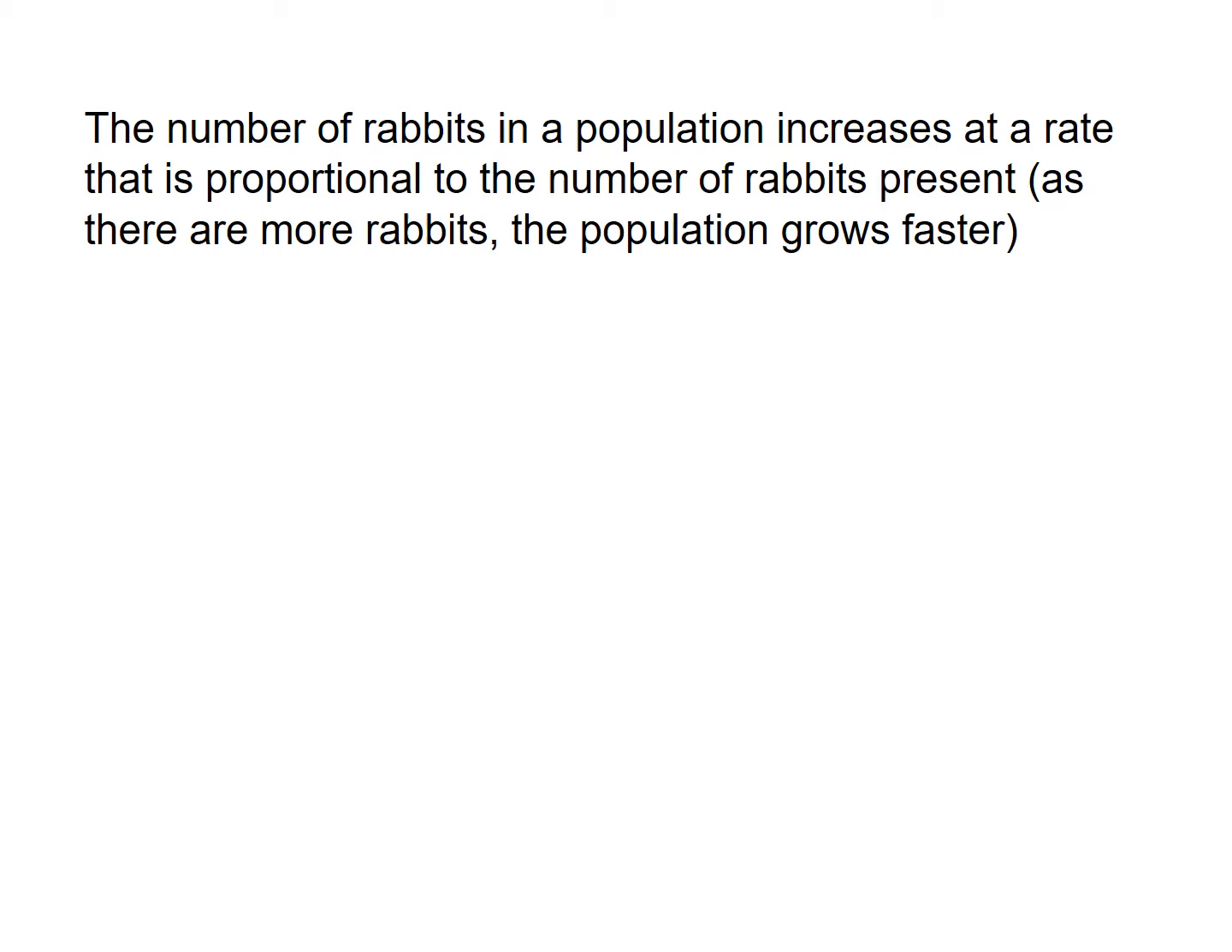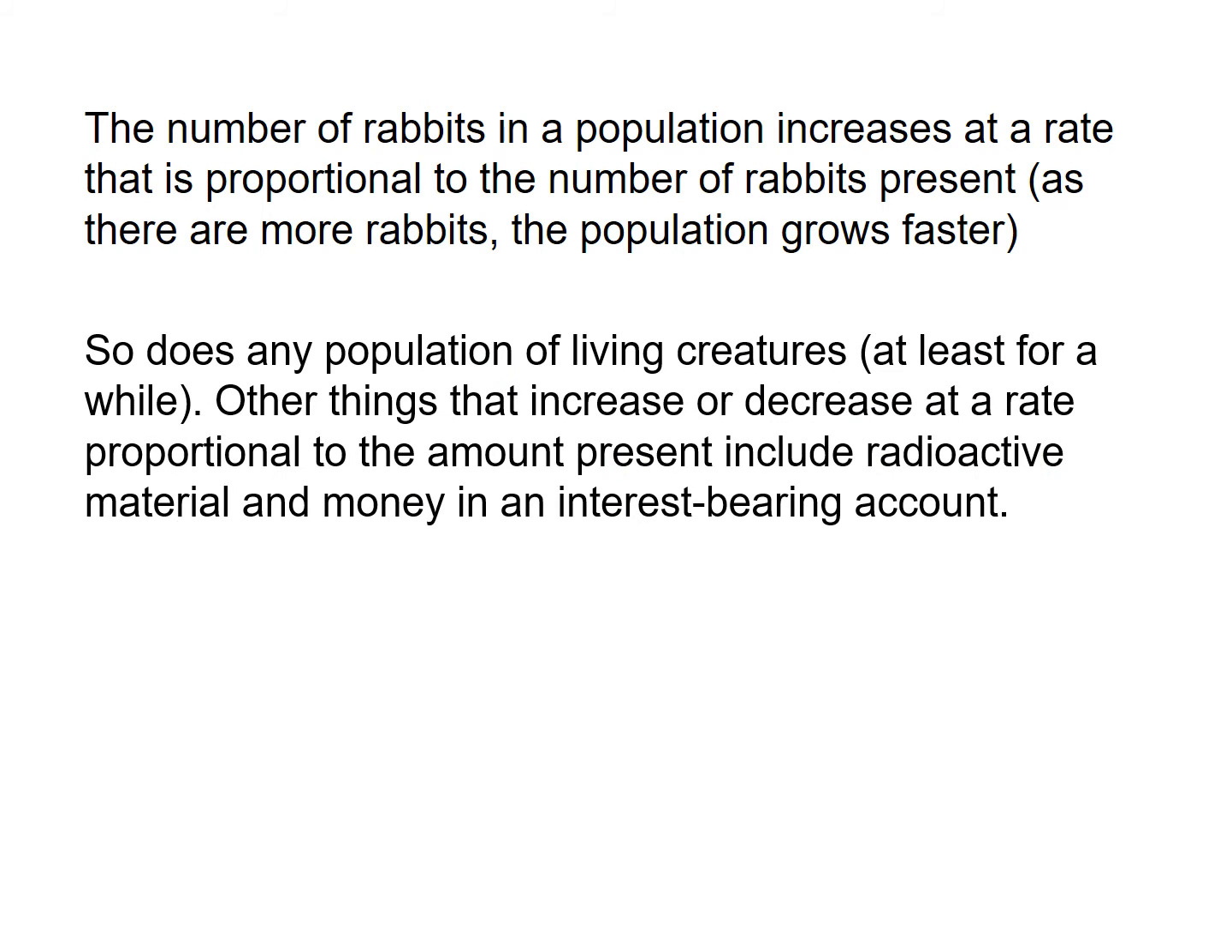So we say that the number of rabbits in the population increase at a rate that is proportional to the number of rabbits present, which might sound a little bit confusing when you read that statement, but what that's saying is if there are more rabbits, the rate of change, we can call that dp dt, gets larger. This is true for really any population, at least for some period of time, that the population will grow exponentially until there's some limiting factors.